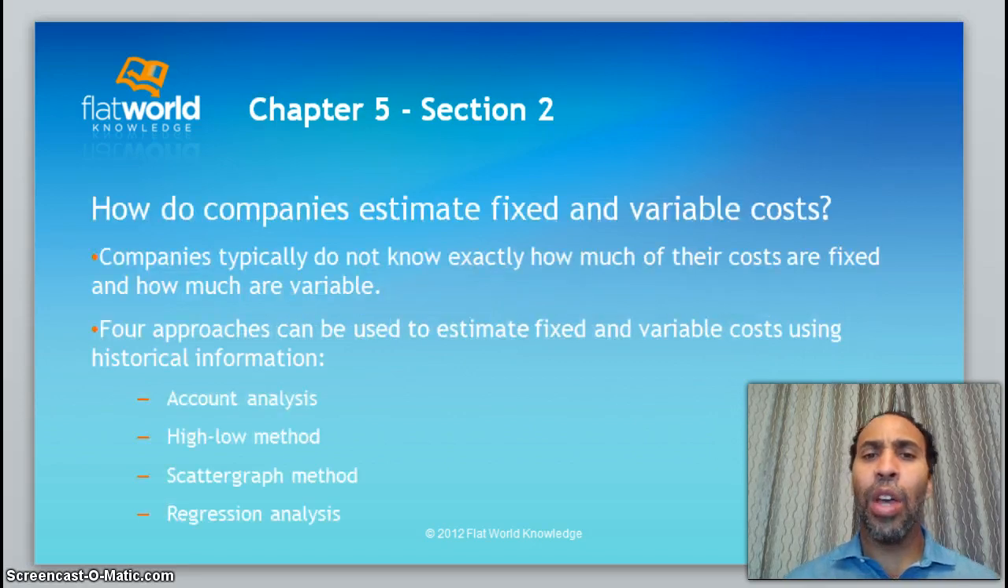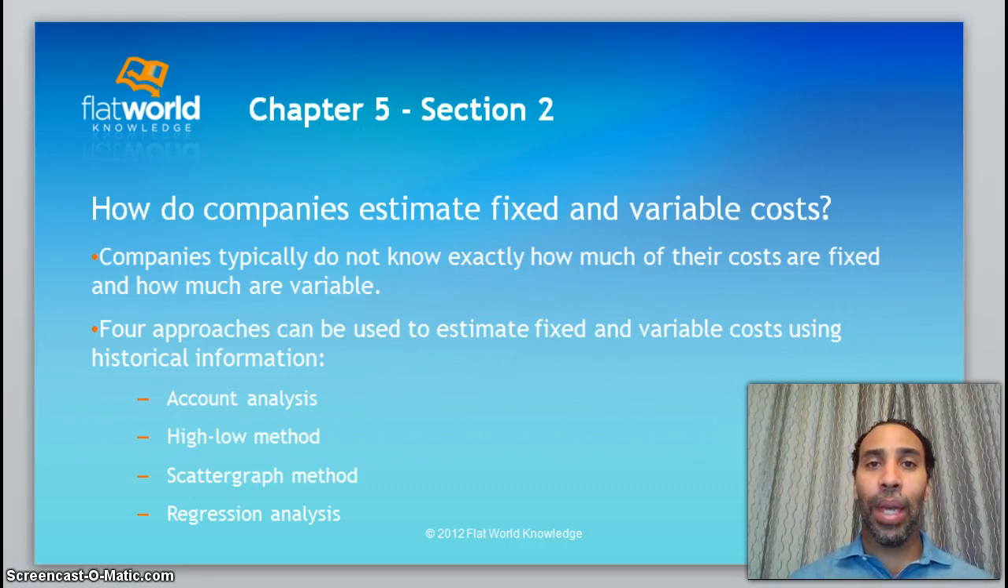All right. So how do companies estimate fixed and variable costs? So companies typically do not know exactly how much of their costs are fixed and how much are variable. It's just not a number that falls out of the sky and pops into your head. Four approaches can be used to estimate fixed and variable costs using historical information. Account analysis, which is the most basic and probably the most common.